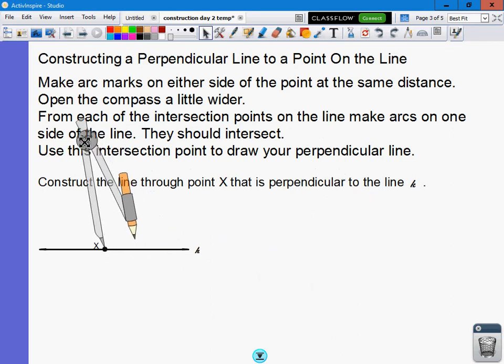What you're going to do is take your compass, and it doesn't matter really where it's set. You're going to place it on the point that's on the line.